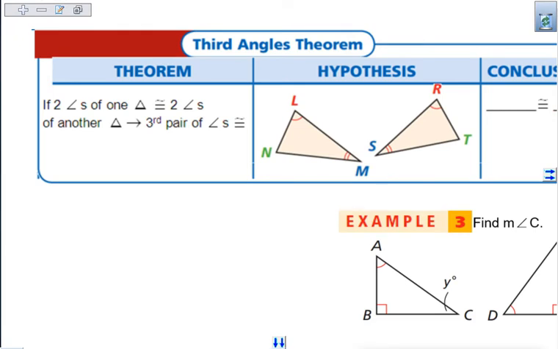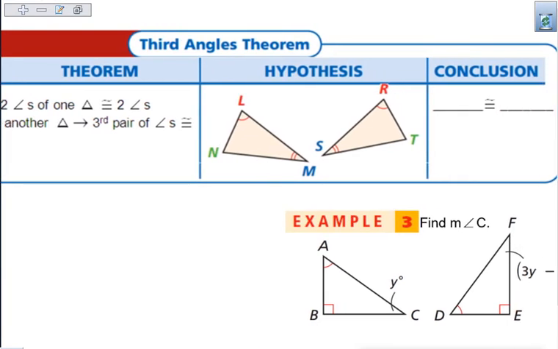Next up, we are looking at the third angles theorem. So what the third angles theorem says is that when you have two triangles and two sets of congruent angles between them, in this picture we have angle L being congruent to angle R, and we have angle M congruent to angle S. When you have that happen, you know that that last set of angles is congruent. So you know that angle N is congruent to angle T.